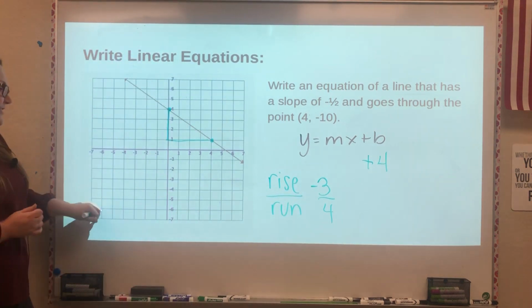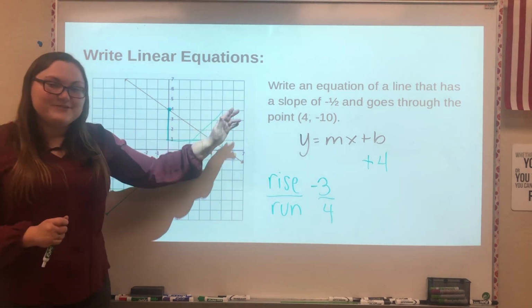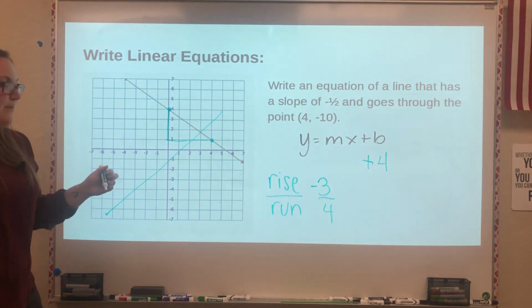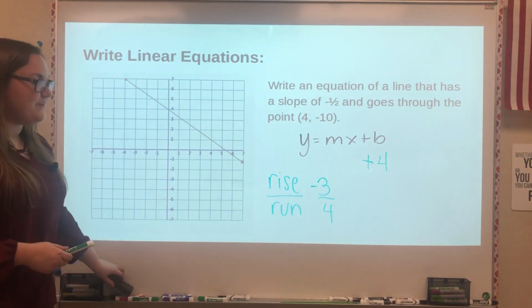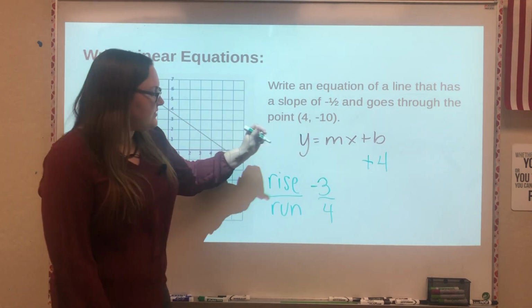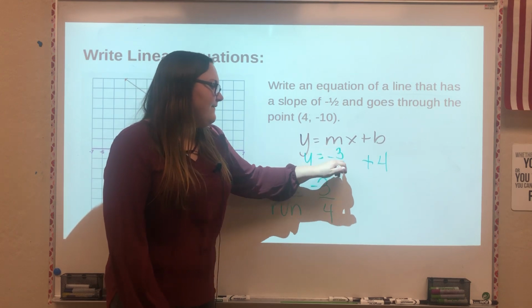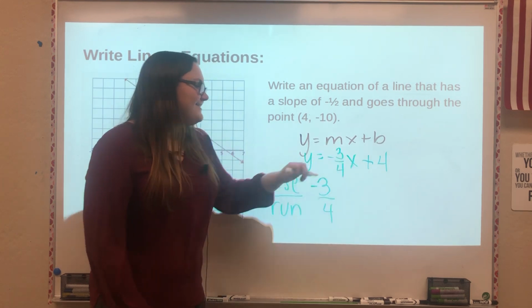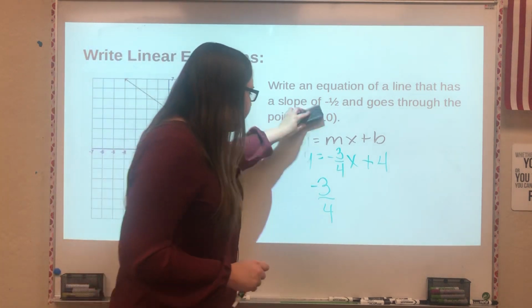If our line had looked like this, so if that line was going up from left to right, that would be a positive slope. Always, always, always. Once you have your slope is negative 3/4, all you have to do is substitute that into our equation. So we've got y equals my slope, negative 3/4. Don't forget about your x. So we get the equation y equals negative 3/4 x plus 4. That's our equation for this first one here, the graph.